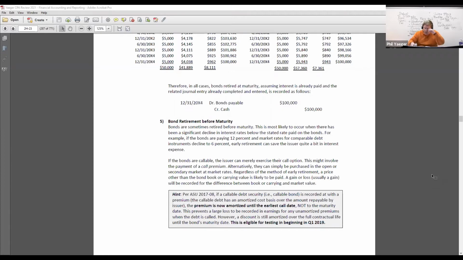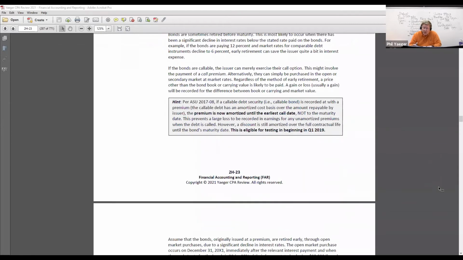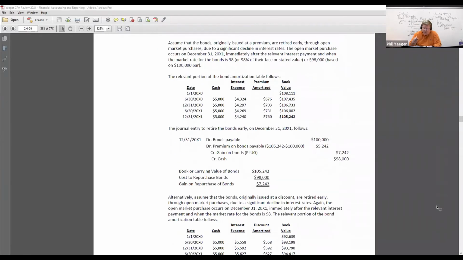Now let's look at page 2H24. We have the following here. Assume we have bonds that were originally issued at a premium and they're retired early through open market purchase due to a significant decline in interest rates. So what's happened? The market rates have dropped. Our stated rate is much higher. So what am I going to do? I'm going to call back those bonds, won't I?